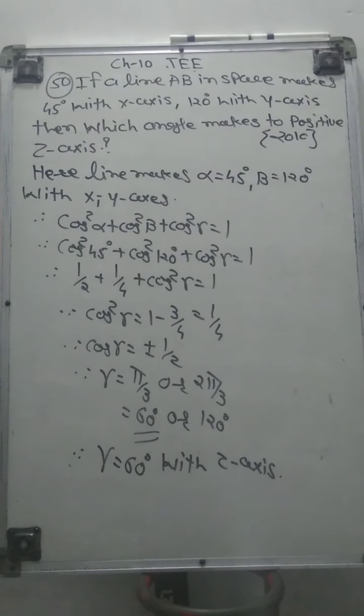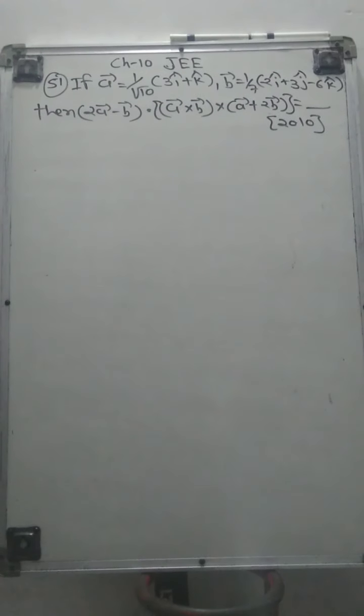Okay, so this way we can complete this sum. It is quite easy. Now we go for the next one. Sum 51. If a bar is equal to 1 upon root 10 times (3i plus k), b bar is equal to 1 by 7 times (2i plus 3j minus 6k), then (2a bar minus b bar) dot ((a cross b) cross (a plus 2b)) is equal to dash.